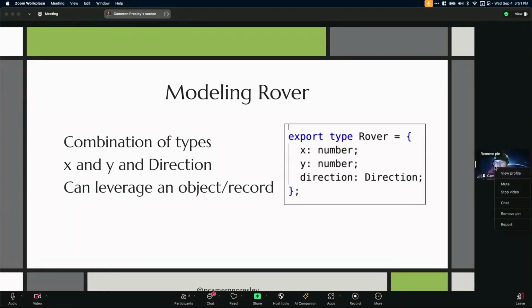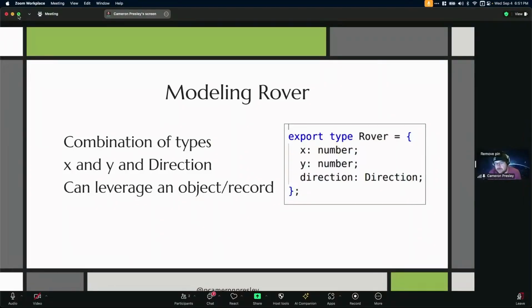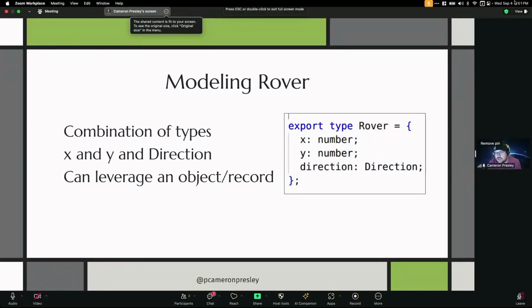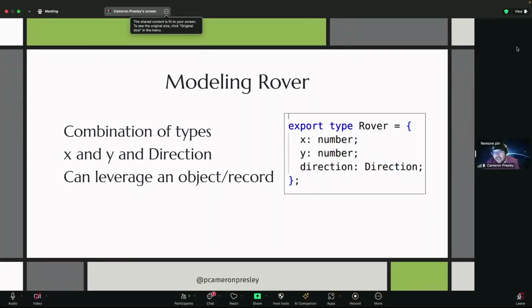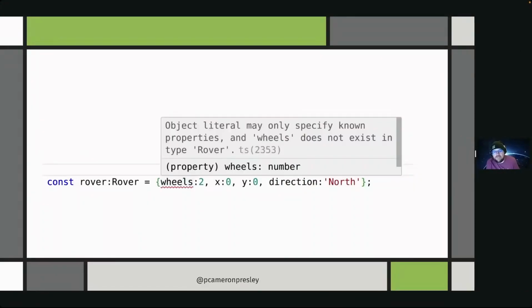In TypeScript, we're going to use, as you can imagine, a type here, and we're going to kind of use some record syntax. So we say, if you're a rover, you have to have 3 properties: an X that's a number, Y that's a number, and direction that's of type direction. Once we've defined rover, it has to have these 3 things, nothing more, nothing less. So much so, in fact, that if I try to create a rover variable and I give it the X of 0, Y of 0, direction north, everything's fine.